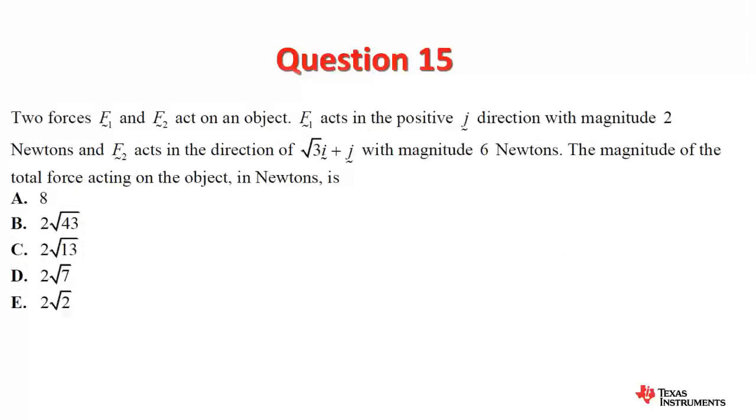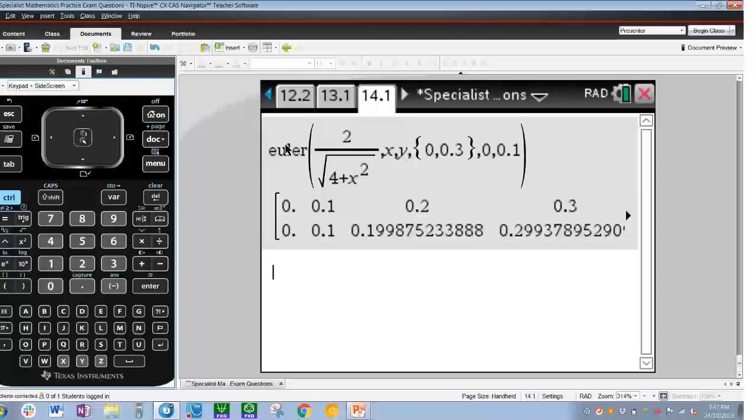So now we've got two forces, F1 and F2, that are acting on an object. We have F1 that's acting in the positive j direction with magnitude 2 newtons, and we have F2, which is acting in the direction of root 3i plus j with the magnitude of 6 newtons. Our job is to find the magnitude of the total force acting on the object in newtons. This is a question very similar to 2008 exam 2, question number 15, and only 36% of students got this correct.